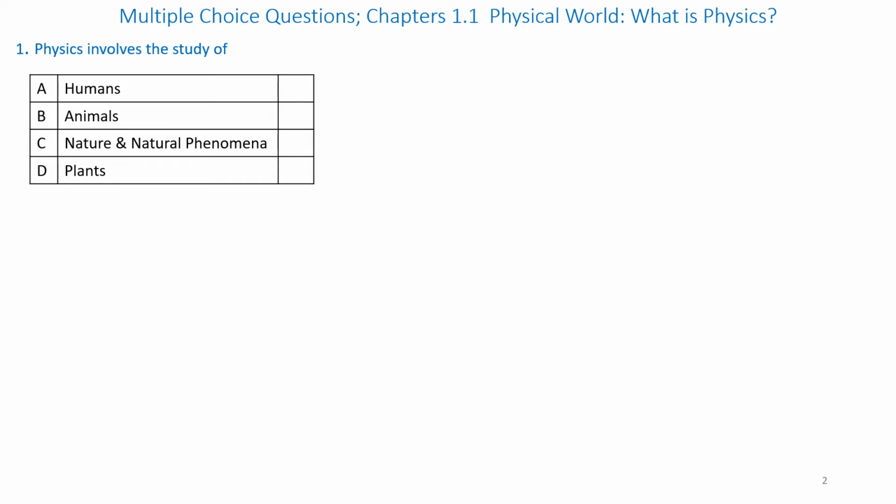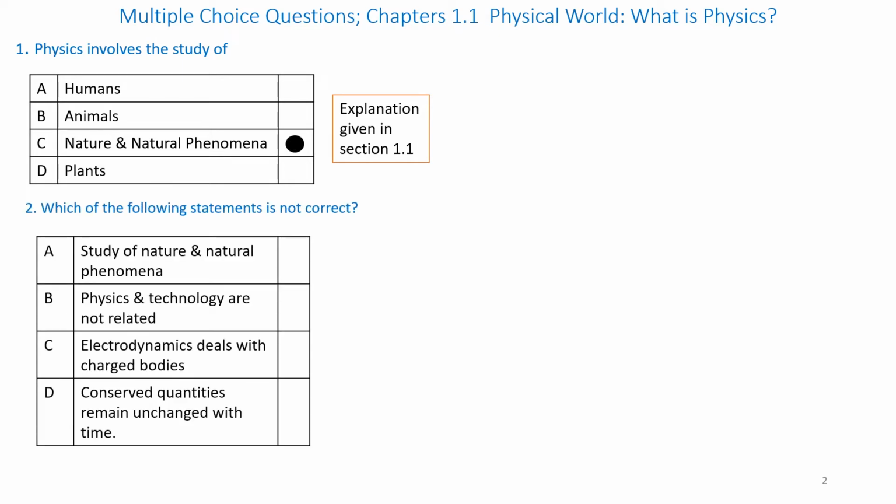Question number 1. Physics involves the study of. There are 4 choices: A, B, C and D. A is humans, B is animals, C is nature and natural phenomena, and D is plants. So explanation for physics is very clearly given in section 1.1, that is what is physics. So the correct answer is C.